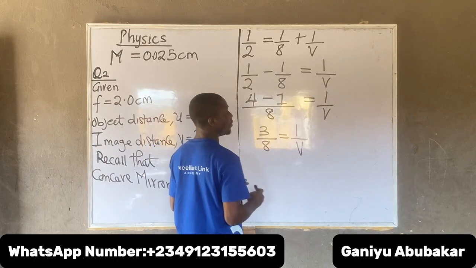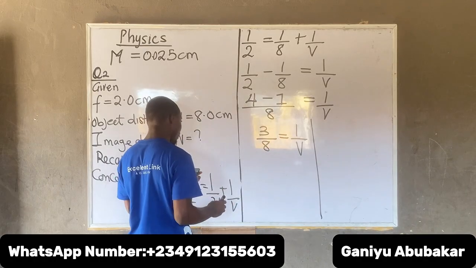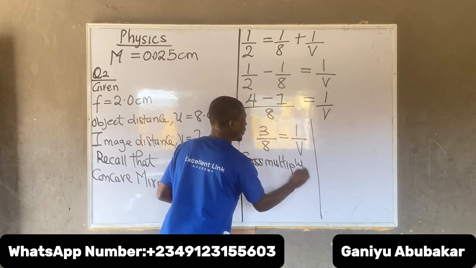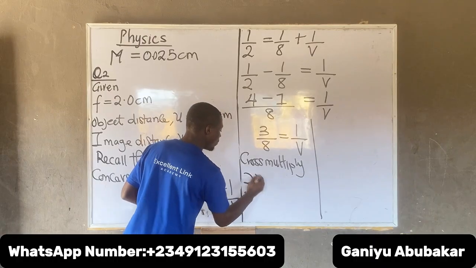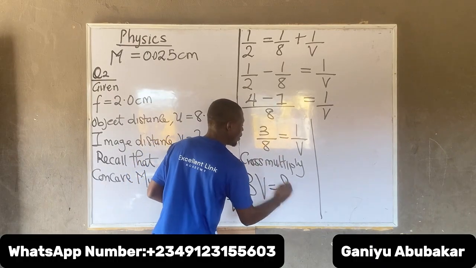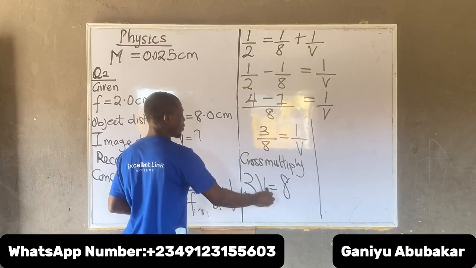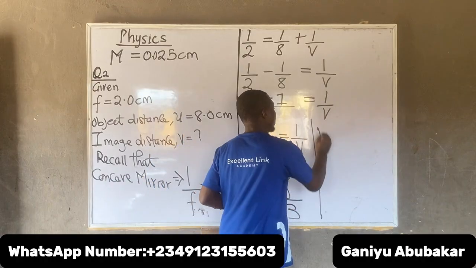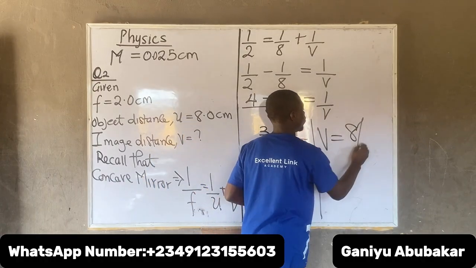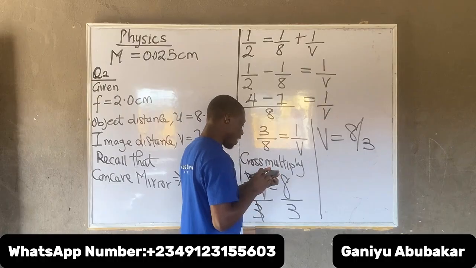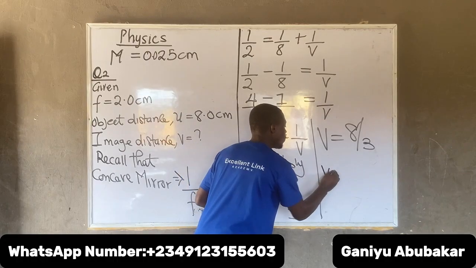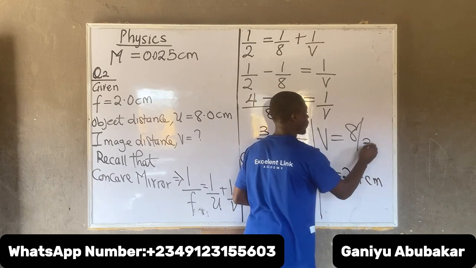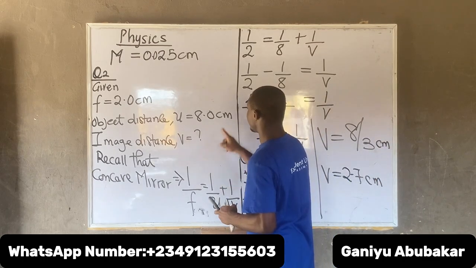My goal is to find v. What do I do? I'll simply cross multiply. That gives 3 times v gives you 3v is equal to 1 times 8 gives you 8. To get v, I have to divide both sides by 3. This one will cancel this one there. So v is equal to 8 over 3. This becomes your answer for v. In decimal form, if I divide 8 by 3, I'll have 2.7, of course in cm, because it was given in cm.